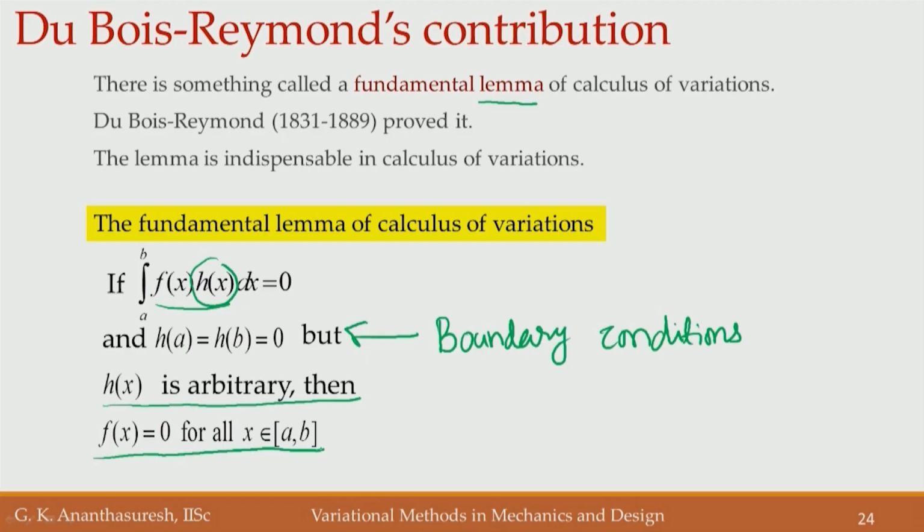That is a fundamental lemma, which is intuitively very clear. If you are integrating a function with an arbitrary function, and the integral has to be 0 for any arbitrary function, then f of x is 0 identically for all values from a to b. It is intuitively clear, but he had proved it rigorously. We will use this fundamental lemma when we derive the Euler-Lagrange equations later in the course.